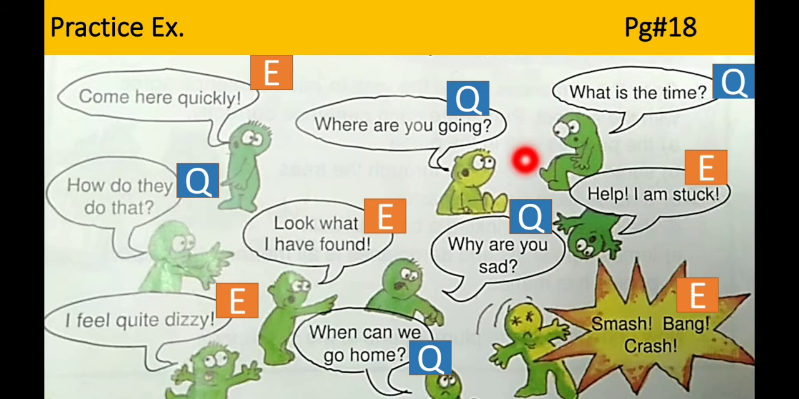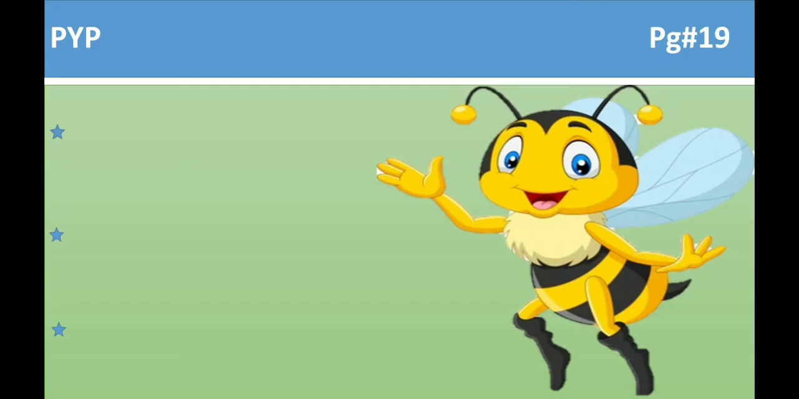If there is a question mark in the end, it means it is question. And if there is an exclamation mark in the end, it means it is an exclamation. Alright? We are done with practice exercise. Now let's see PYP, page number 19. In PYP, we have to punctuate the given sentences.